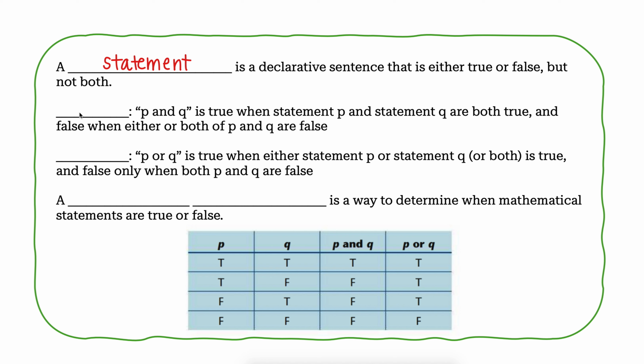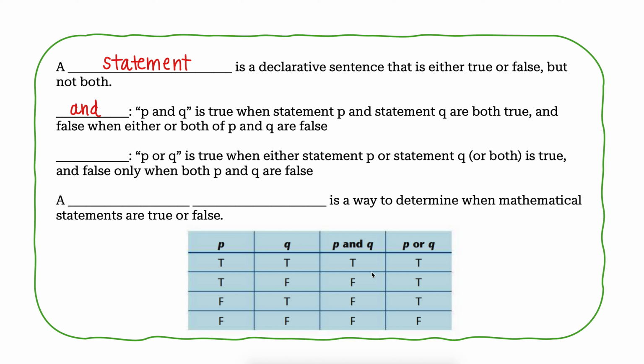Sometimes we will have two statements that are connected by an "and." When you're dealing with an "and" scenario, both the statements that make it up have to be true. So if you're saying P and Q, that is true when both P is true and Q is true. If both of them are false, or even if just one of them is false, the "and" statement as a whole is going to be false.